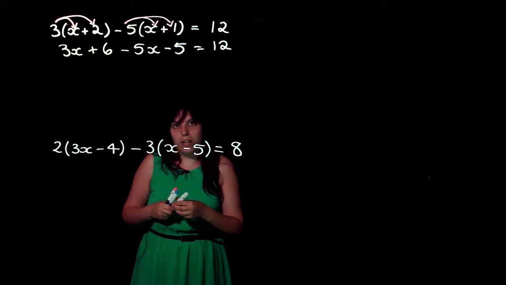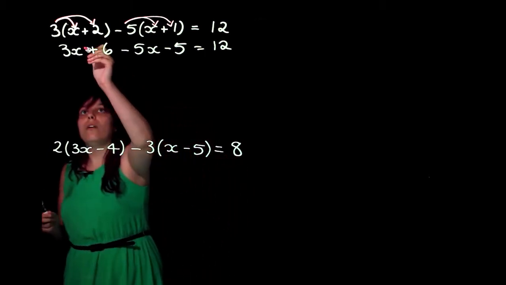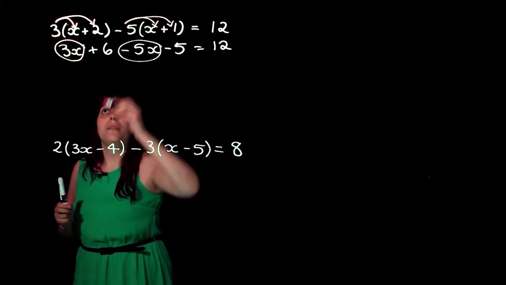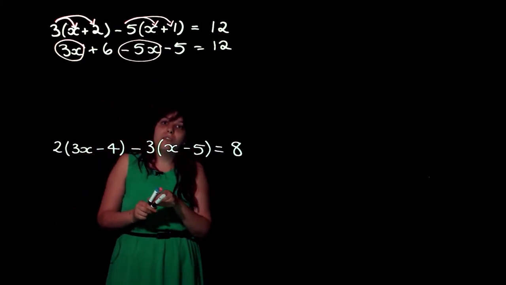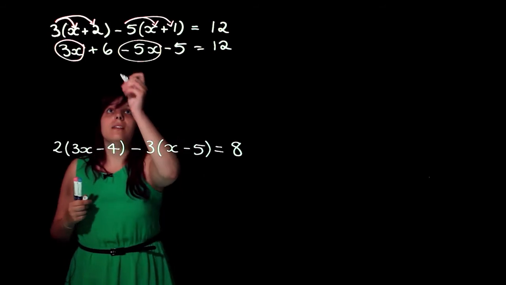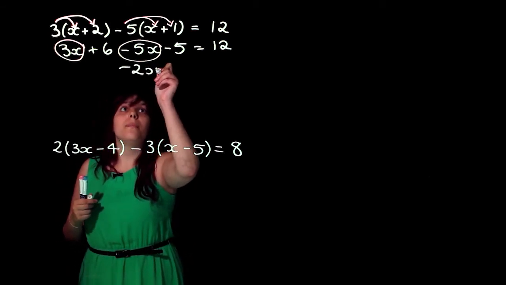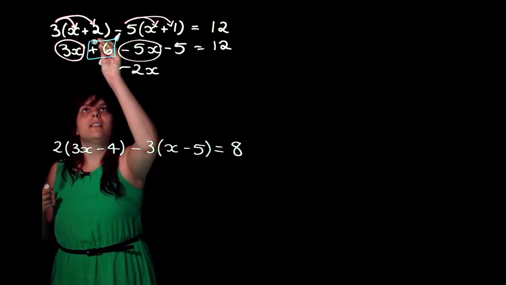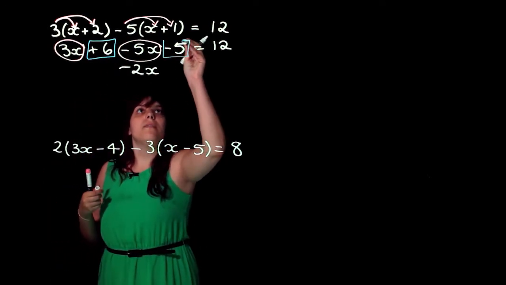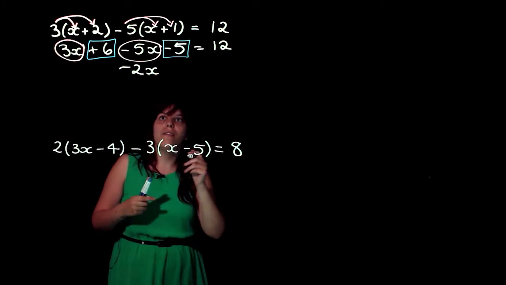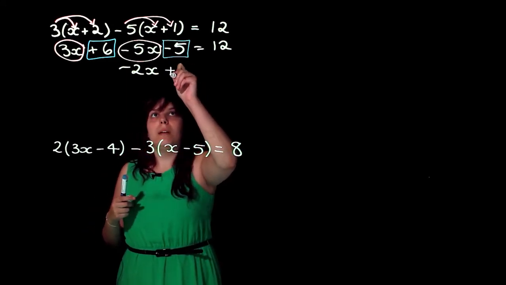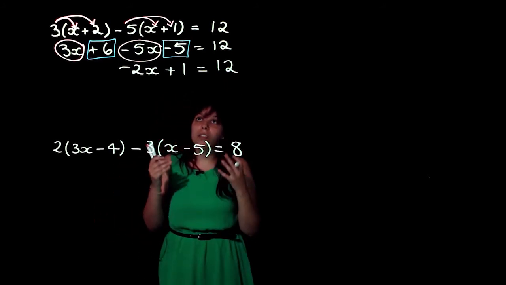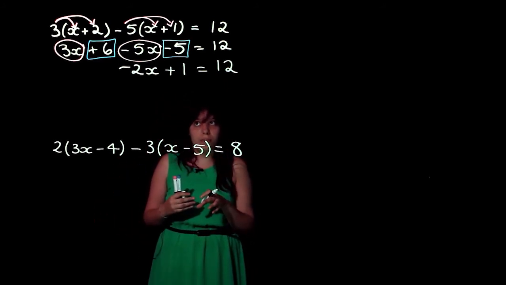Now I need to collect my like terms. So I've got 3x is there and minus 5x is there. 3x minus 5x is going to give me minus 2x. And then if I look at my constants, I've got plus 6 and minus 5. Plus 6 minus 5 is going to give me plus 1. And then I've got my 12. So now I can just solve it as I did before.